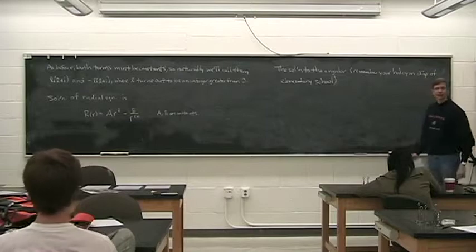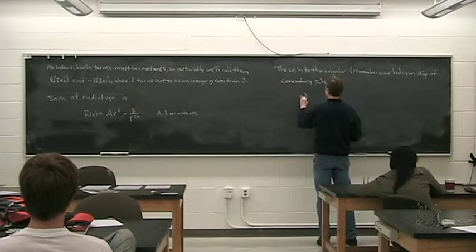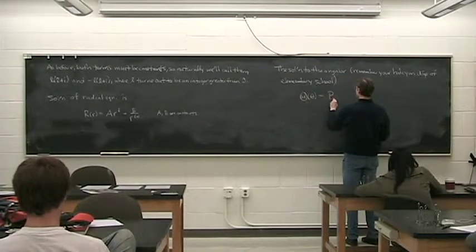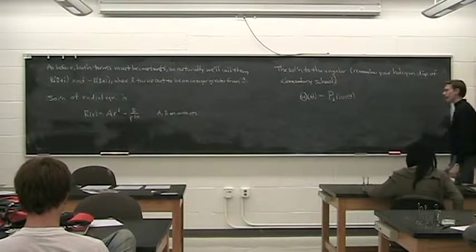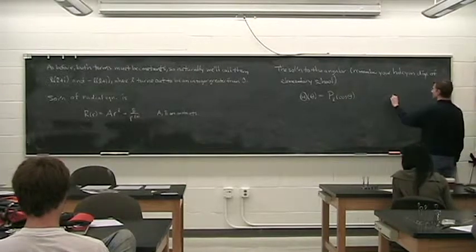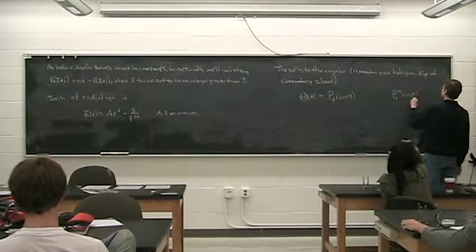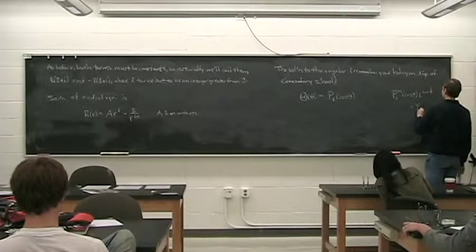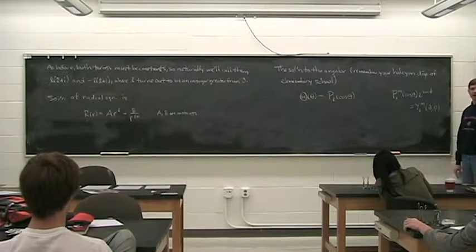As every elementary school child knows, the angular equation has solutions of the form Theta of theta is PL of cosine theta. Now, of course, if there were angular dependence here, you would want the associated Legendre function PLM of cosine theta e to the I m phi, which is called the spherical harmonic YLM of theta and phi.